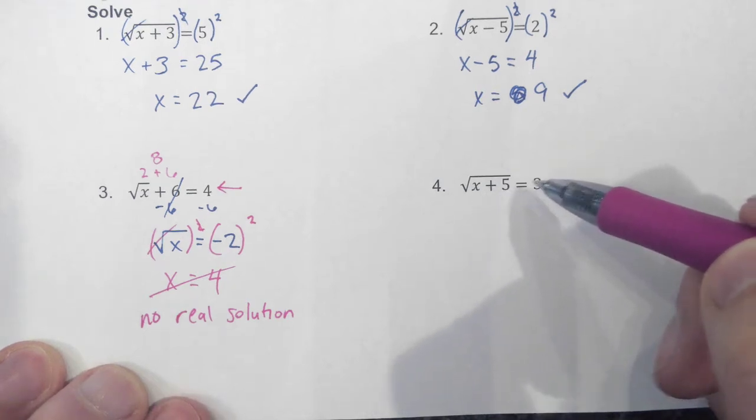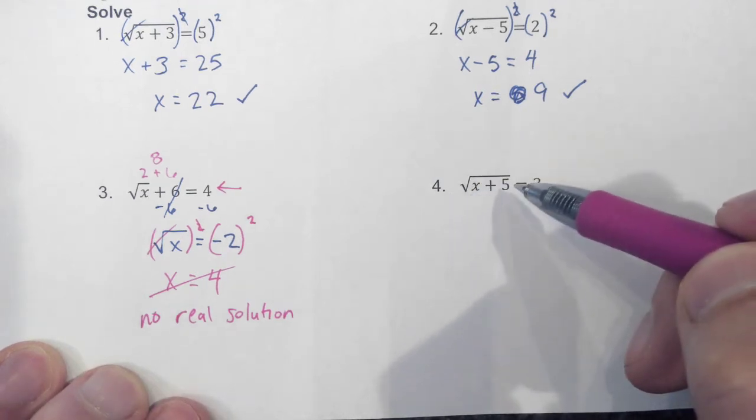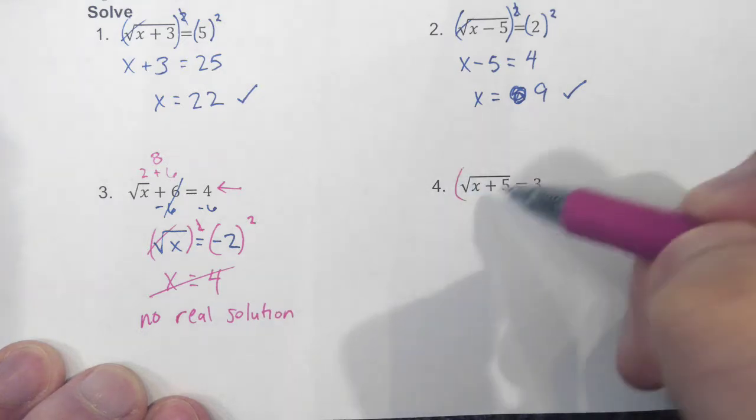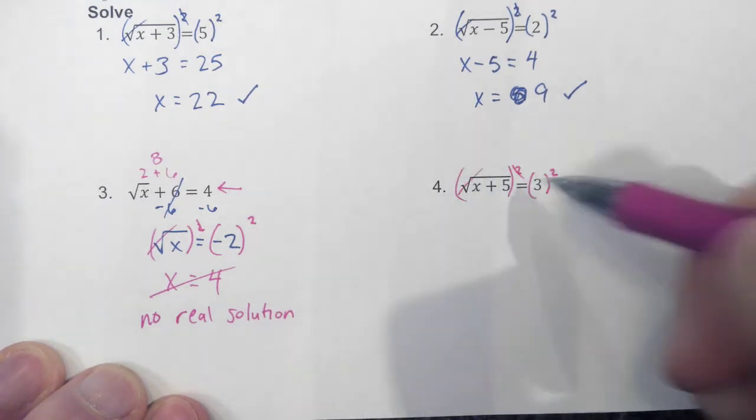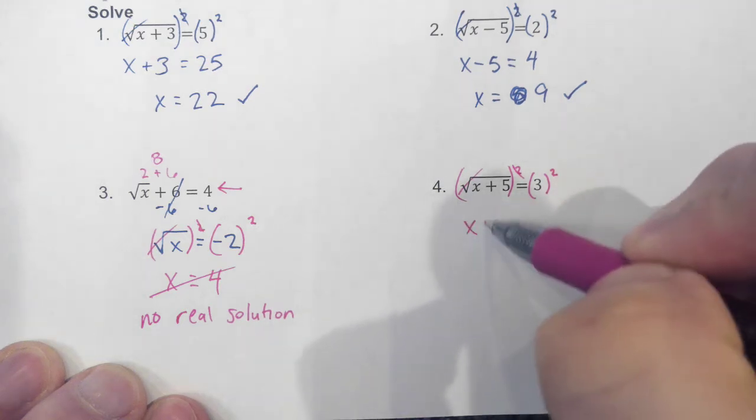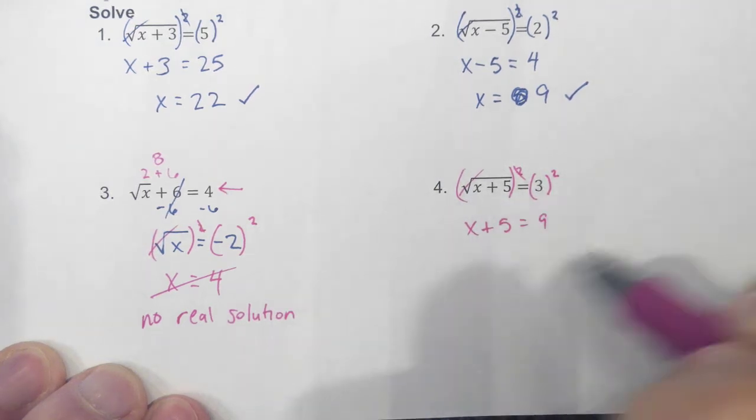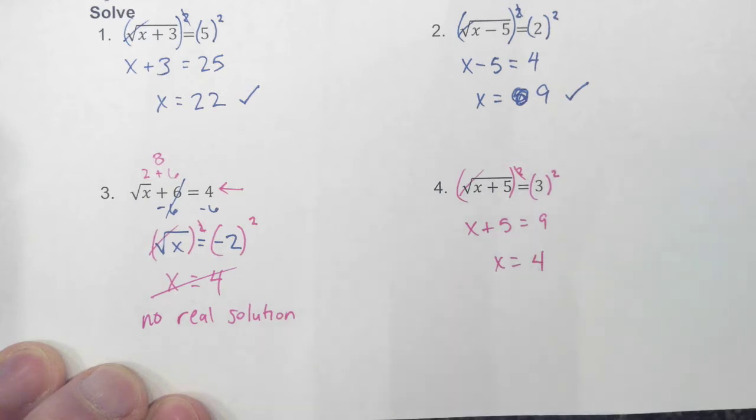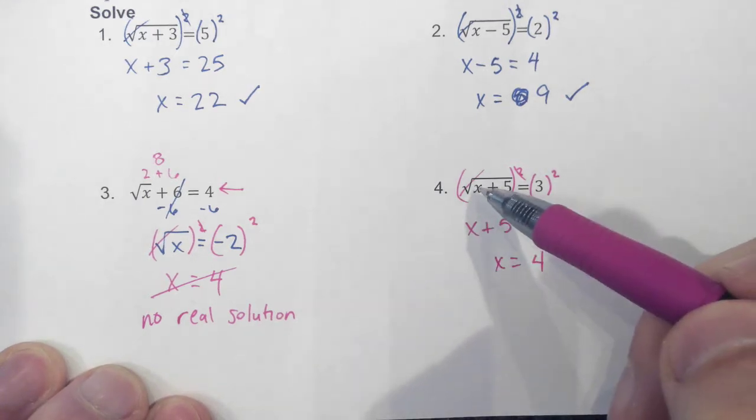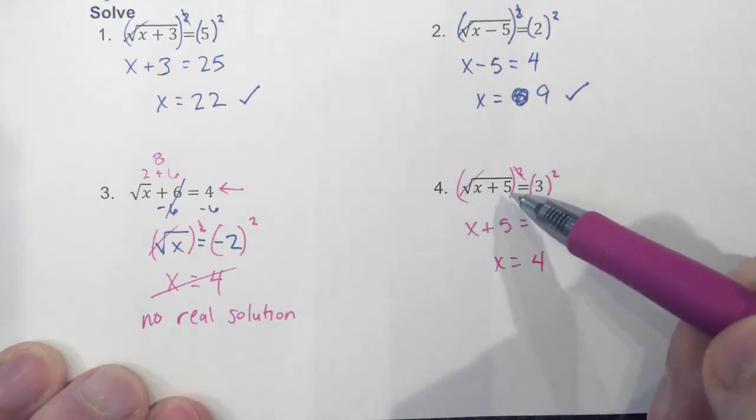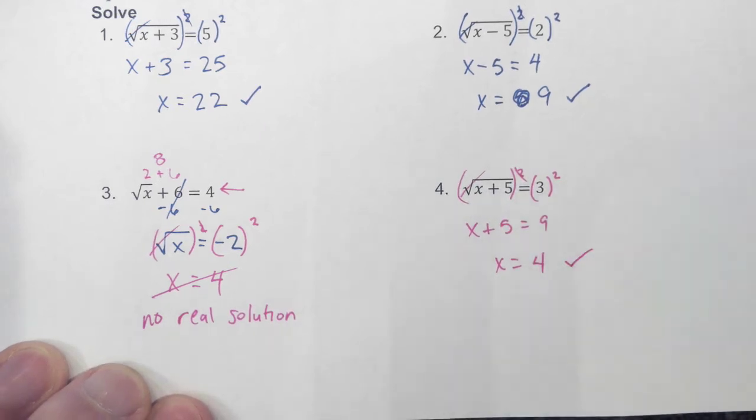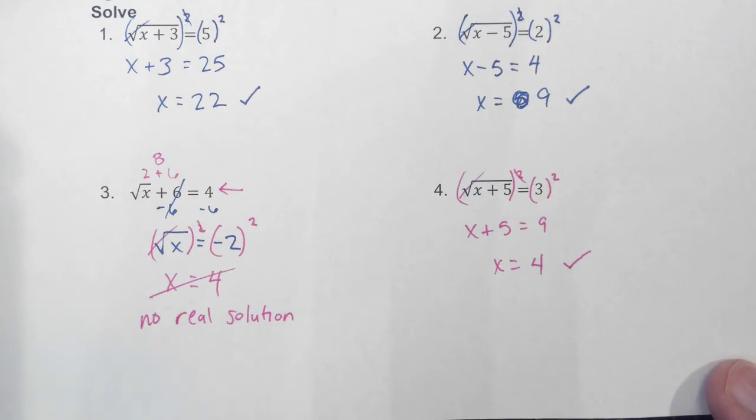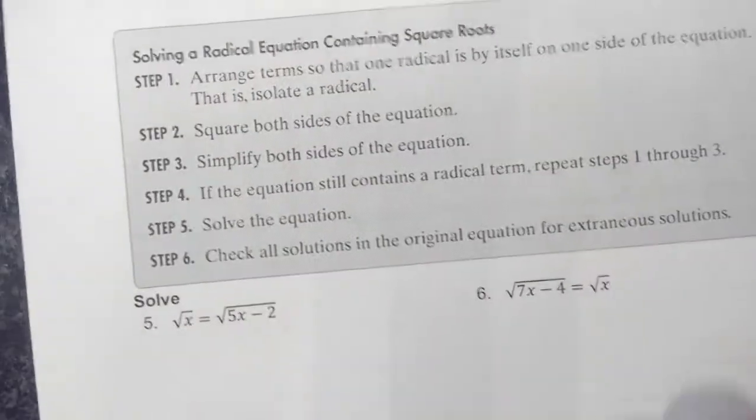Number 4, I'm looking at it. The radical is already on the side of the equation by itself. It is isolated, so we're going to square both sides. Square root and square cancel each other out. X plus 5 is going to equal 9. Subtract 5, and x is 4. Let's see if that works. What's 4 plus 5? That is 9. What's the square root of 9? That is 3. That's what it's supposed to be. So that one checked. So nice and easy. You gotta love these types of problems.